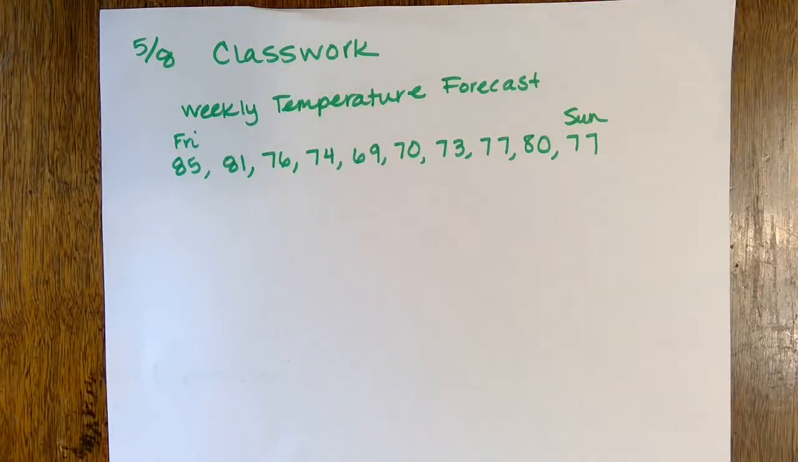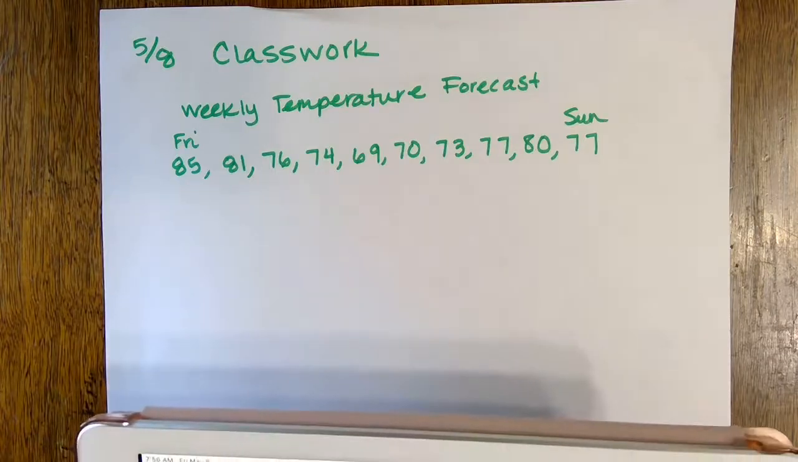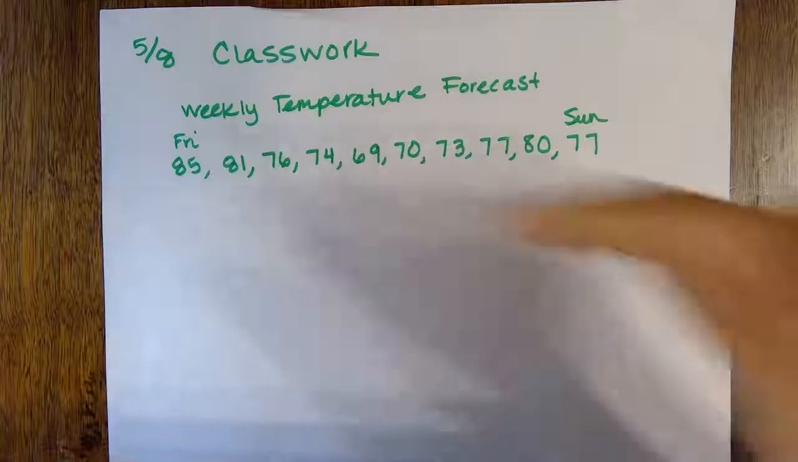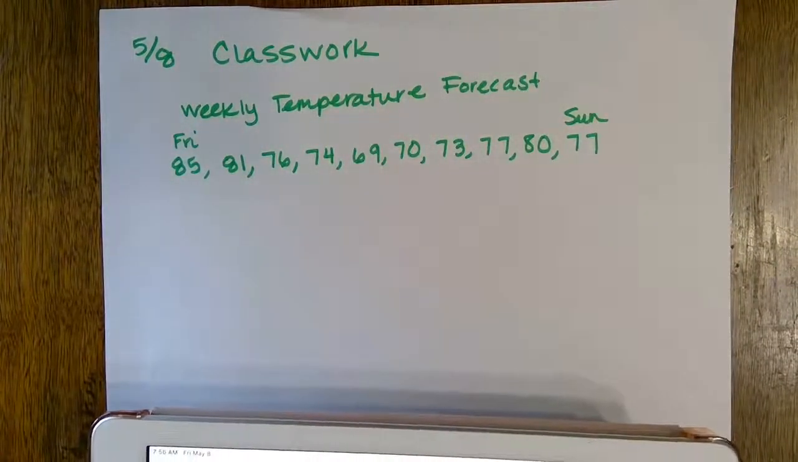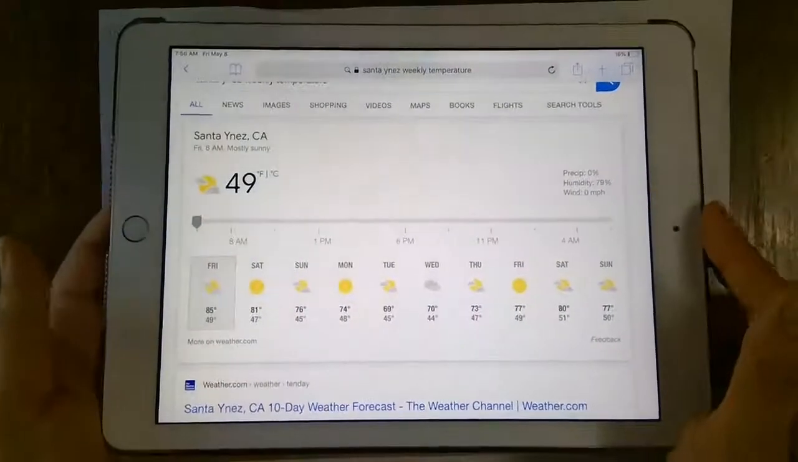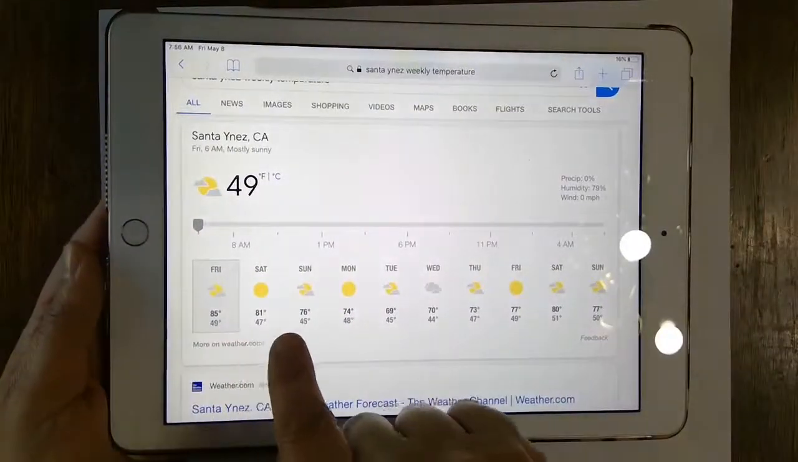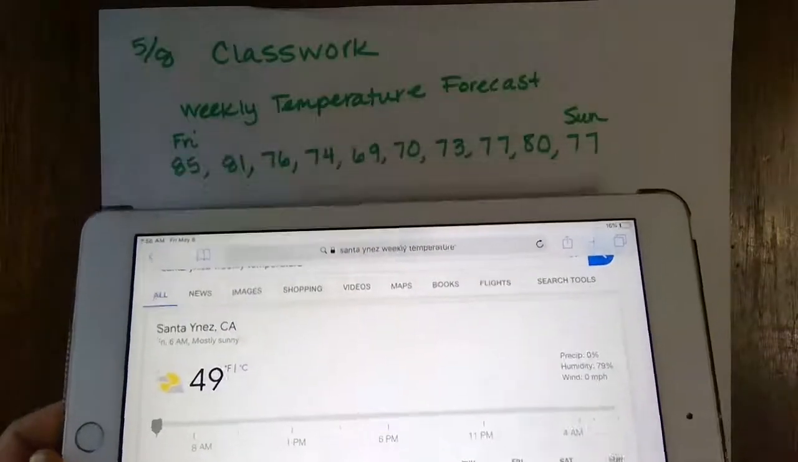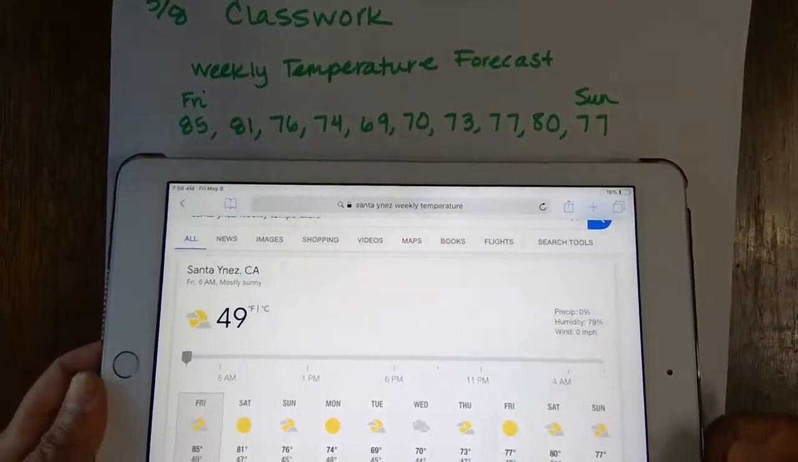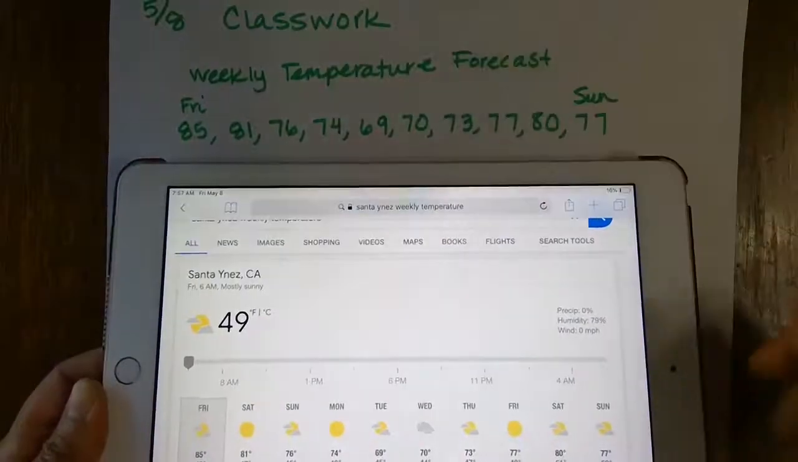All right, so today's classwork is going to be a quick review on our stat stuff, the mean, median, and the mode. So I went ahead and did our weekly temperature forecast for this week in San Ynez. So I went online and collected some data. 85, 81, so it starts on Friday and it goes all the way to Sunday. So I went ahead and wrote this down. You guys can see right there.